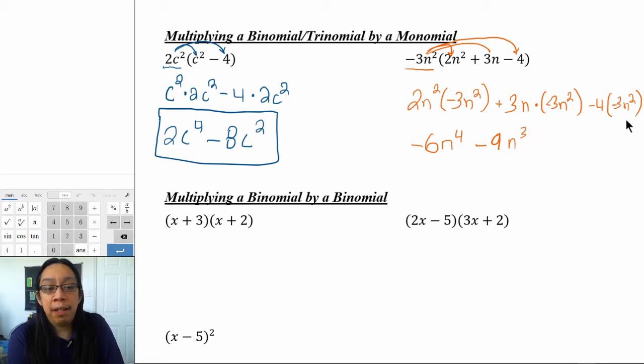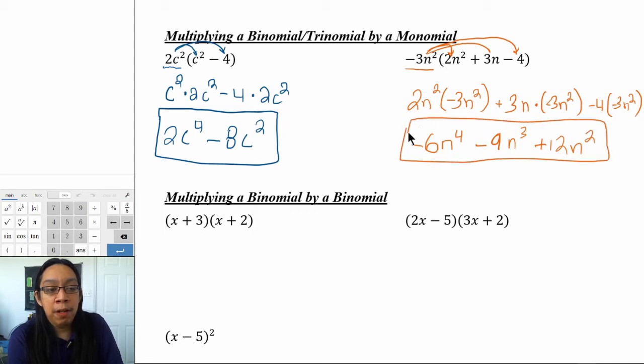And then simplifying the last term, we have negative 4 times negative 3, which is positive 12. And we're just going to copy paste that n squared. So this is the expression we have left over. Negative 6n to the fourth power minus 9n to the third power plus 12n to the second power.